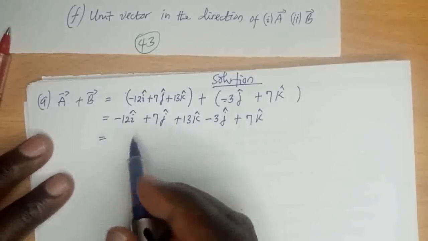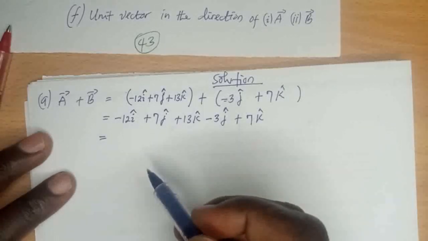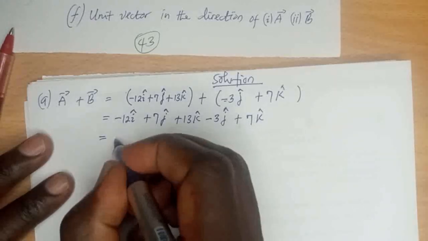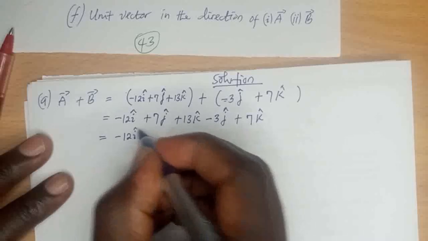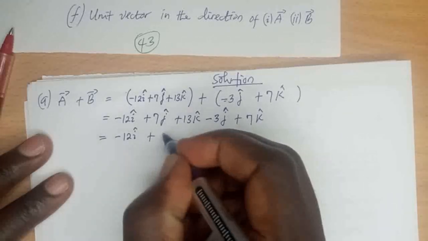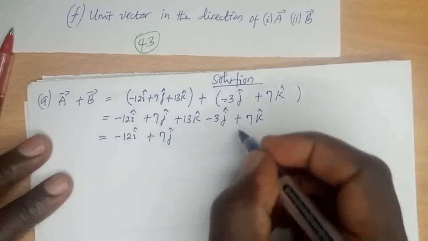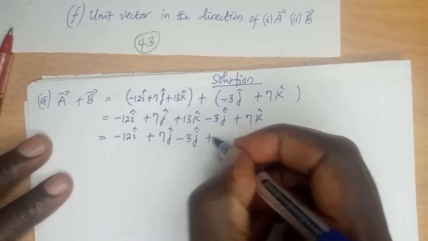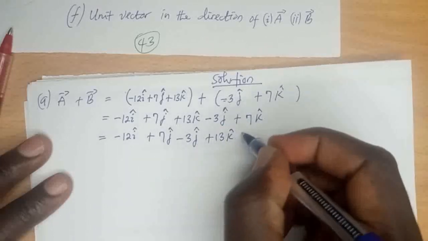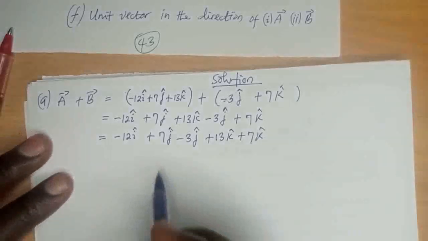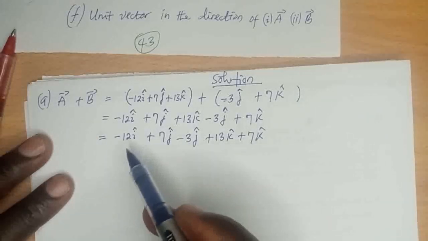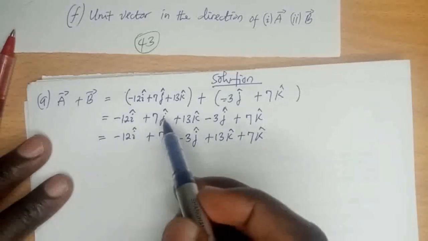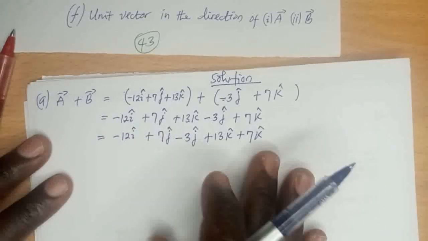So this is equal to, the next thing is I'm going to group the like terms. Since I have only one term in I cap, it will remain unchanged, minus 12 I cap, but then I have 7 J cap, and this is minus 3 J cap. Then I have plus 13 K cap, then plus 7 K cap. Now, after grouping the like terms, make sure you add the terms 1, 2, 3, 4, 5, so you did not leave any term.